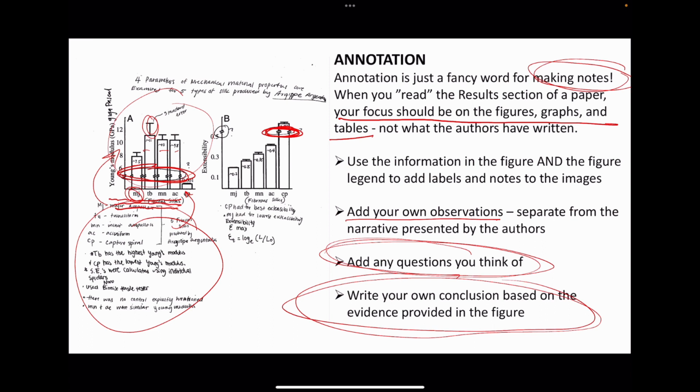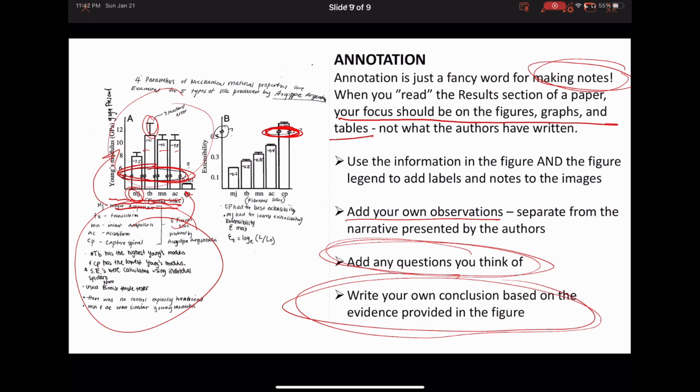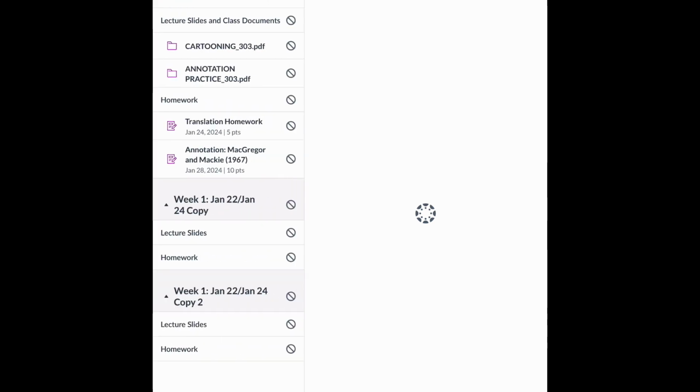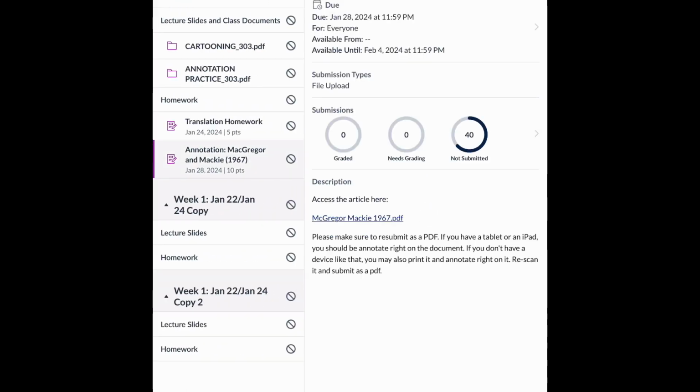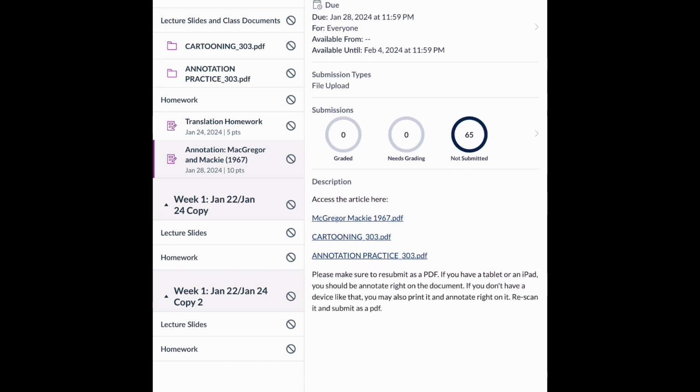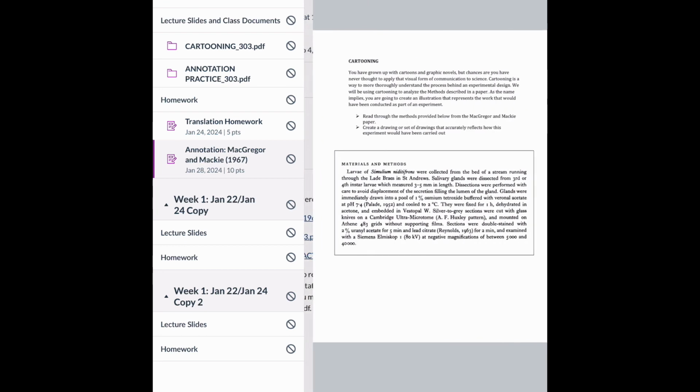Let me show you guys the paper that you're going to be looking at. Okay, so I'm just on your Canvas page right now. We're going to go to modules, and then we're going to go to the annotation, McGregor and Mackey assignment. So there are three different activities on there for you. Two of them are the skills that I just talked about, and the other one is the paper itself. So you can do it however you want, but let me just show you what they look like, right?